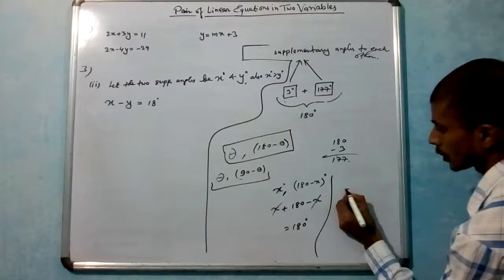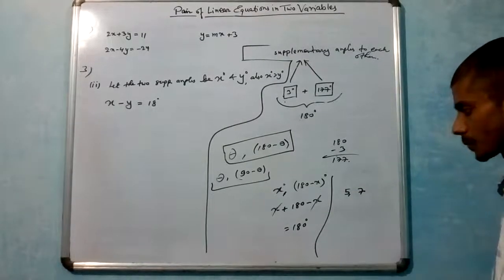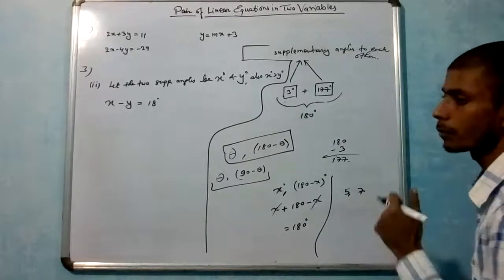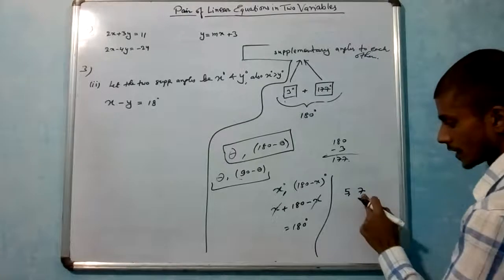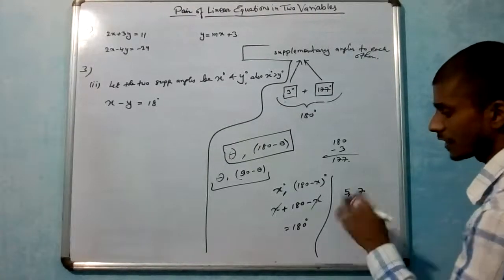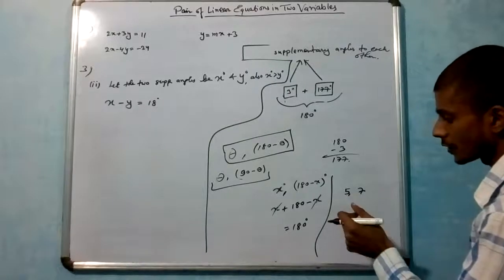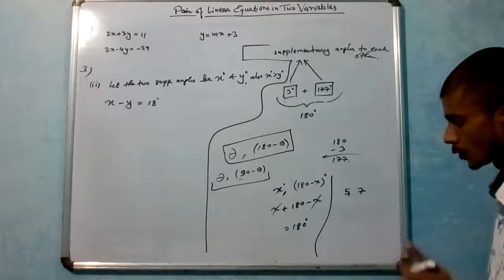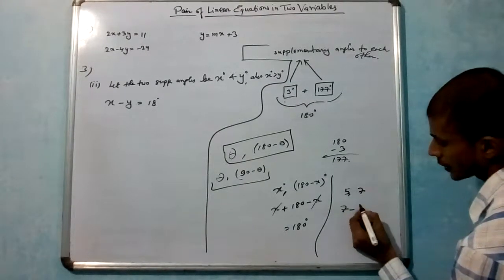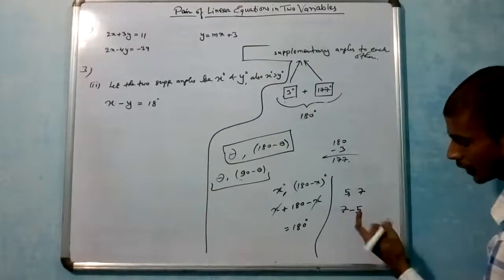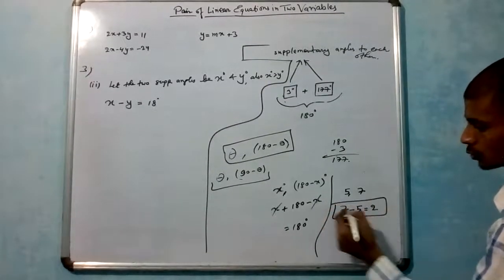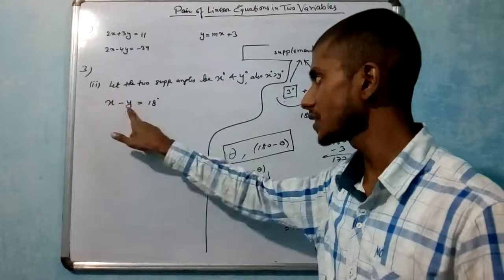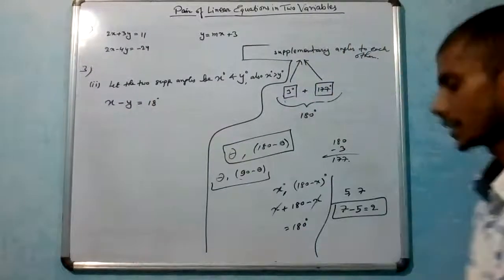How can we understand one number exceeding another by how much? For example, I have two numbers 5 and 7. How can I put it in a statement? 7 exceeds 5 by 2. 7 exceeds 5 means 7 is greater than 5. By how much? 7 is ahead of 5 by how much? 2. Yes, so we can put the statement in equation form like this: 7 minus 5. 7 exceeds 5 by 2. Understood this? Exactly the same case: the larger of the two supplementary angles exceeds the smaller by 18 degrees. Understood this?